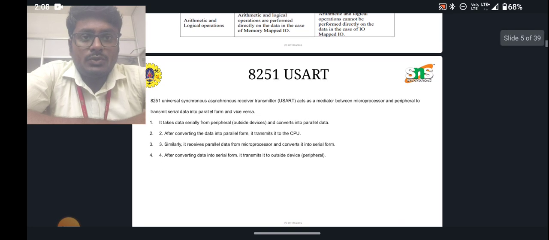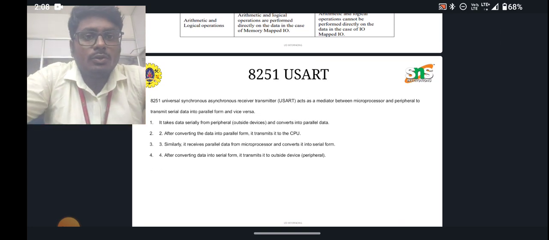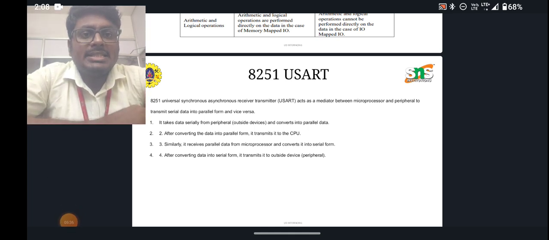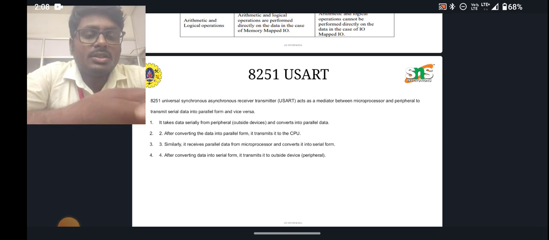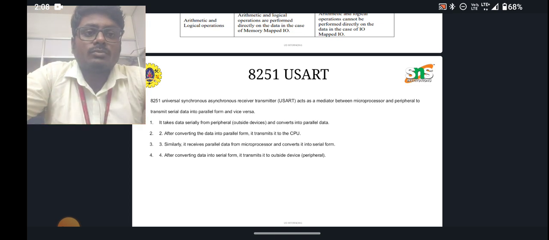And the 8251 USART. The 8251 USART, universal synchronous asynchronous receiver transmitter, acts as the mediator between the microprocessor and the peripheral to convert serial data into parallel form and vice versa. It takes data serially from the peripheral and converts it into parallel data. After converting the data into parallel form, it transmits it to the CPU. Similarly, it receives the parallel data from the microprocessor and converts it to serial form. After converting the data into serial form, it transmits it to the outside world or outside peripheral.